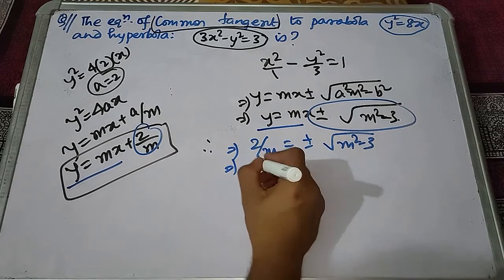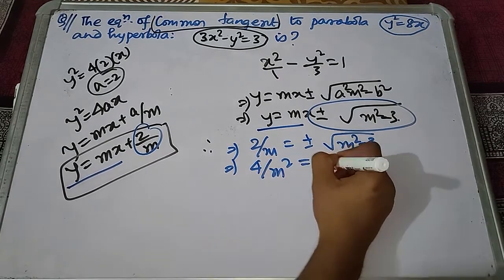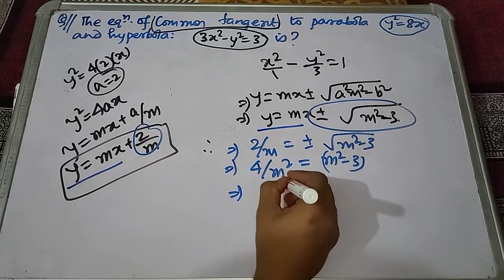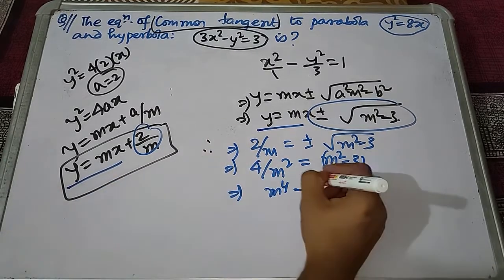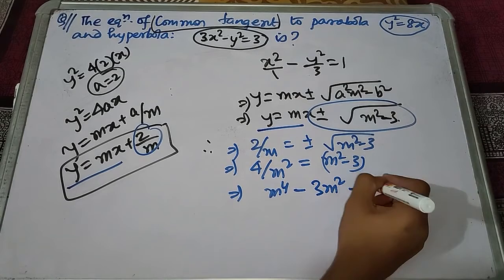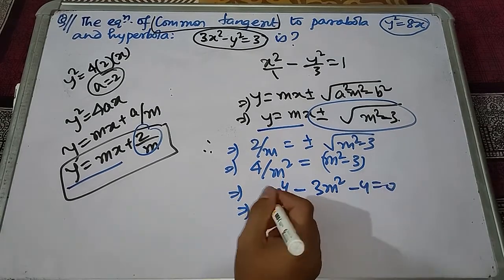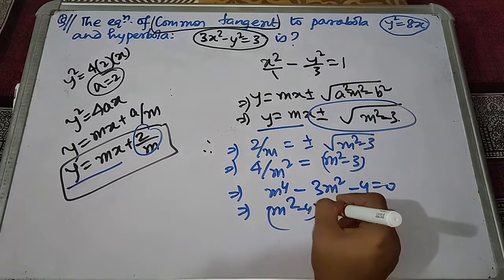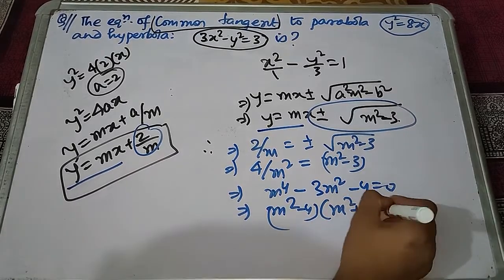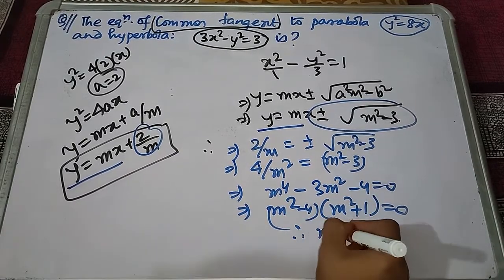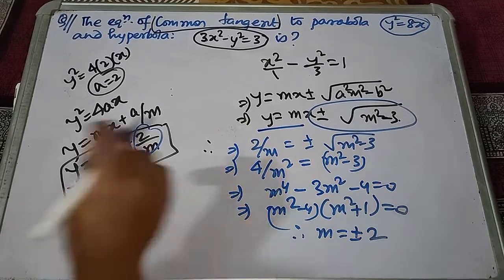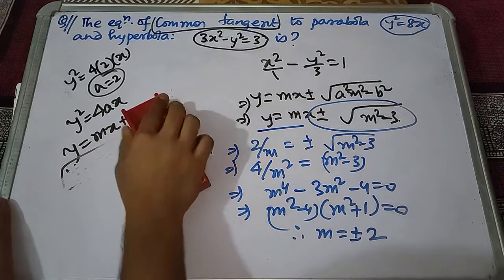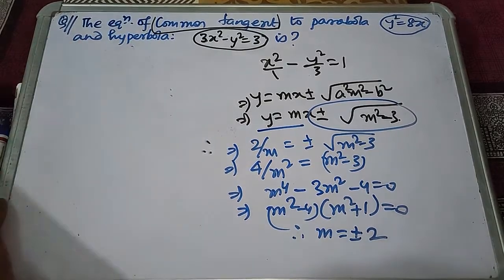Now, if you square both the sides, 1/(4m²) = m² − 3, then this becomes 4m⁴ − 12m² − 1 = 0. If you factorize this, this becomes (m² − 4)(m² + 1) = 0. From here we can get that m = ±2. Okay. So, the question is actually solved, m = ±2.